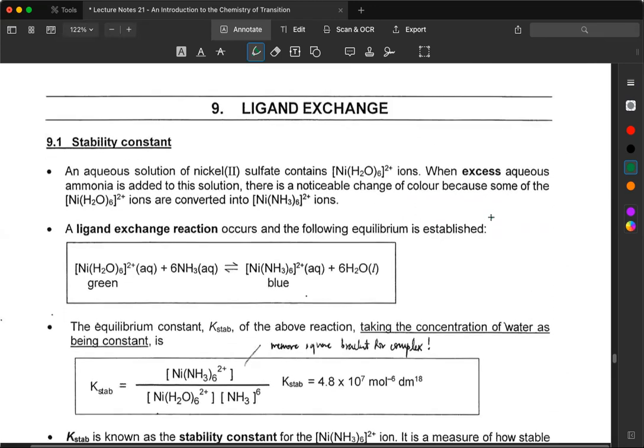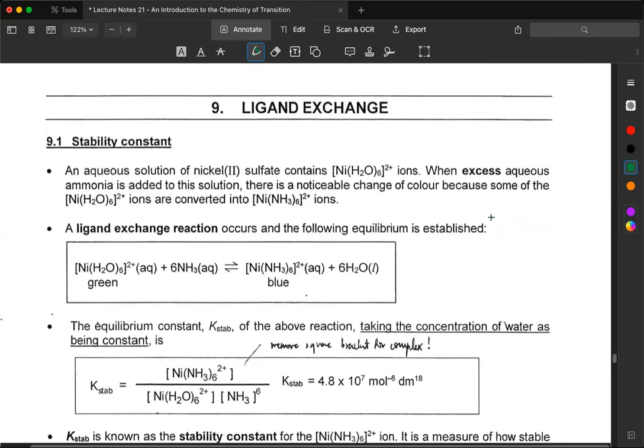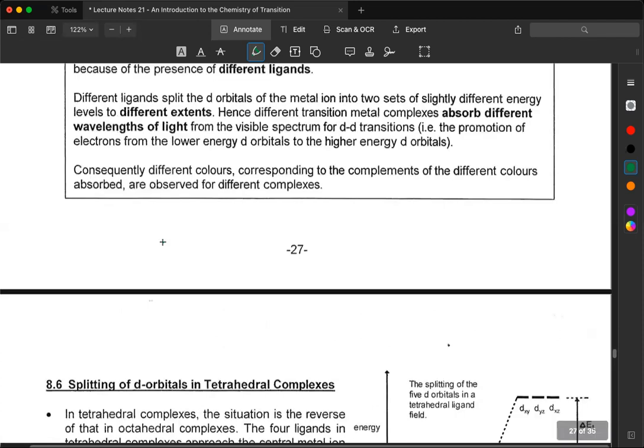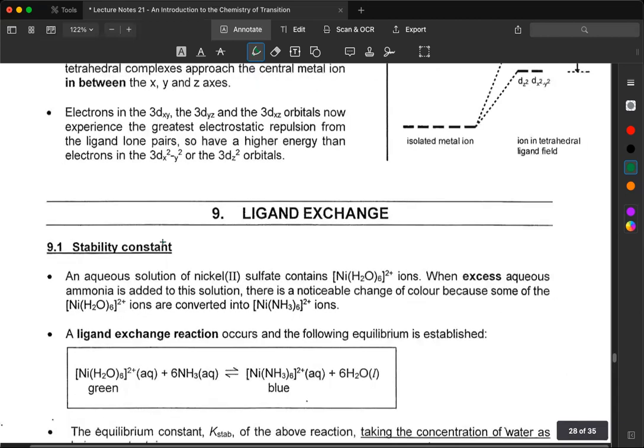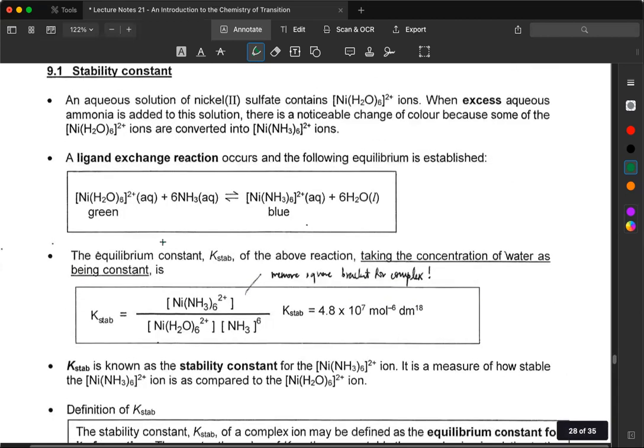Let's talk about ligand exchange. An aqueous solution of nickel sulfate contains this. When excess ammonia is added, there is a change in color because some of it is converted to this NH3 complex. So there's actually a ligand exchange that results in the different color, because the ligand is different. As we mentioned, different ligands split the d orbitals into 2 sets of slightly different energy levels to different extents. So the different transition metal complexes absorb different wavelengths and cause different colors to be observed, because of the different complementary colors.